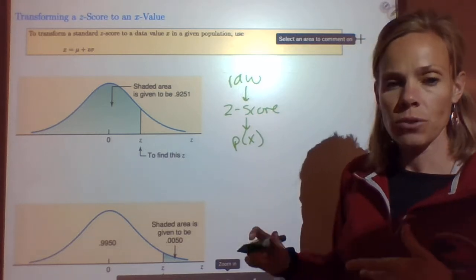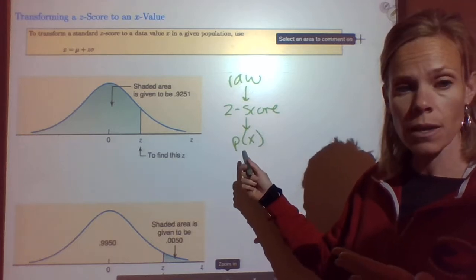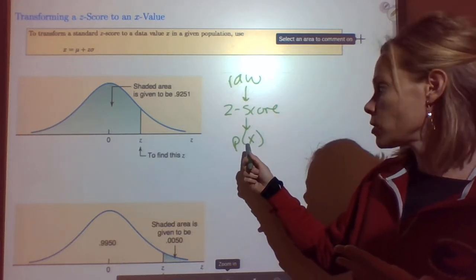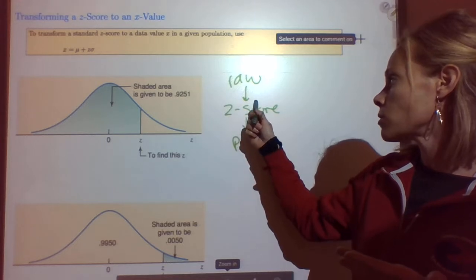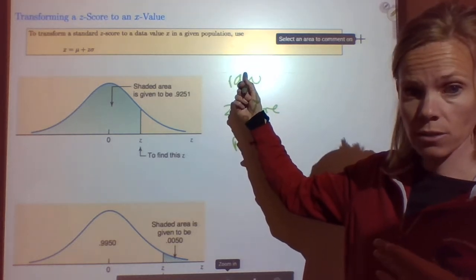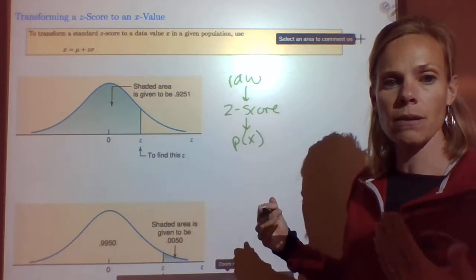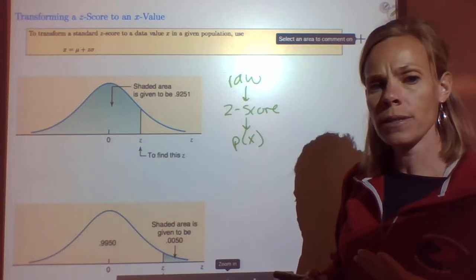So what 5-3 does is sometimes you know the probability. So how then do you go backwards to a z-score and then finally back to the raw score, your answer, to get what that probability means, okay? Why do we need to go backwards?